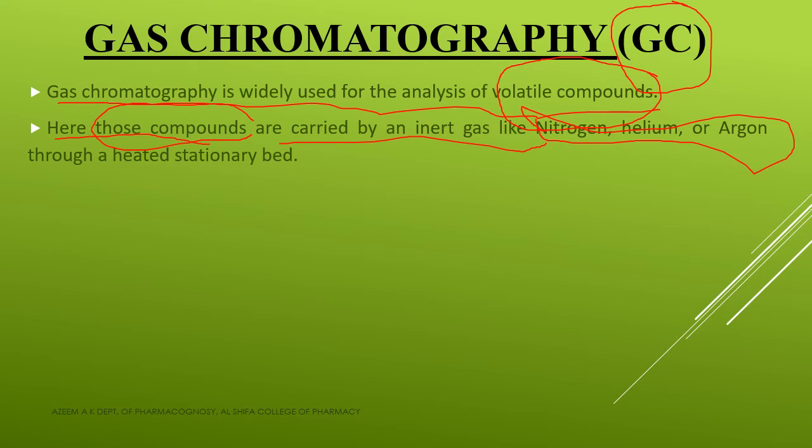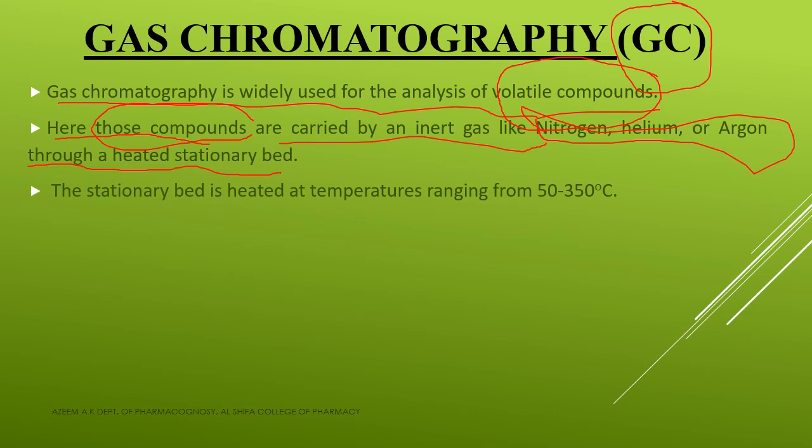So in gas chromatography a stationary phase is there, and the stationary phase is heated. Okay. So how this inert carrier gas carries the sample through this heated stationary phase, that is what happens inside. So here those compounds are carried by an inert gas like nitrogen, helium or argon through a heated stationary bed. Clear? Now the stationary bed is heated at a temperature ranging from 50 to 350 degrees Celsius. The stationary bed is heated by giving this temperature.